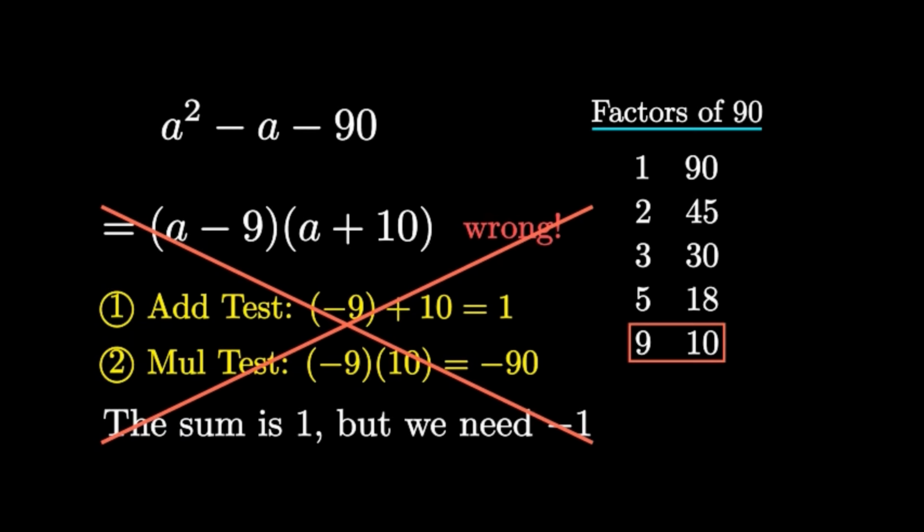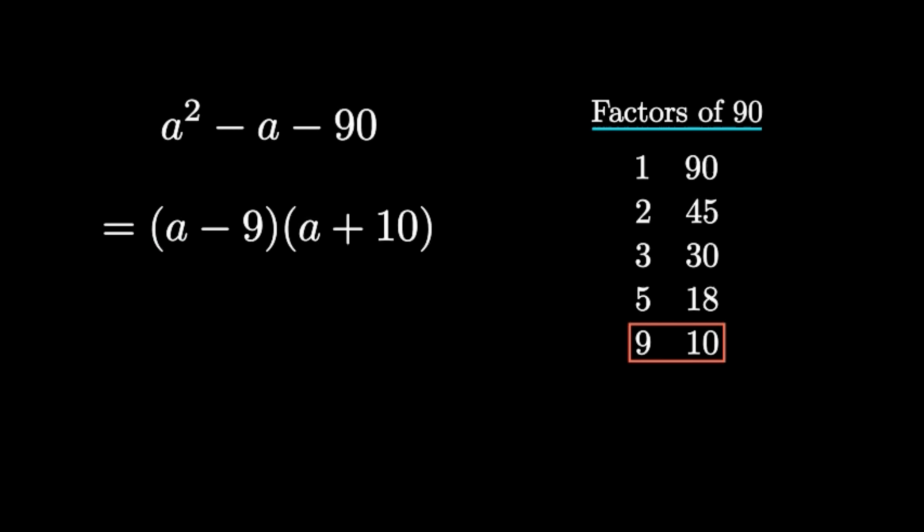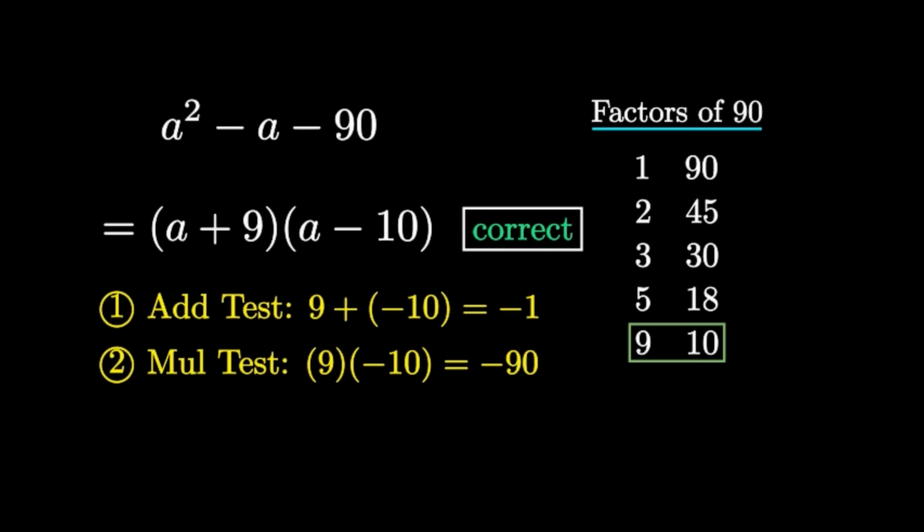Now, the correct way to do this is going to be a times +9 and a times -10. Why? Because if we add those two and we combine them, 9 plus -10 gives me that -1 in the middle, right? Because a doesn't have a coefficient. And +9 times -10 gives me that -90 on the outside. So it passes both of these tests.